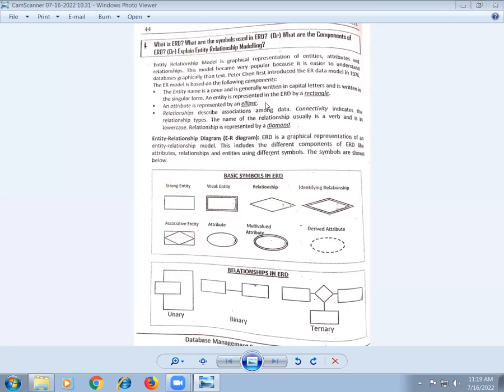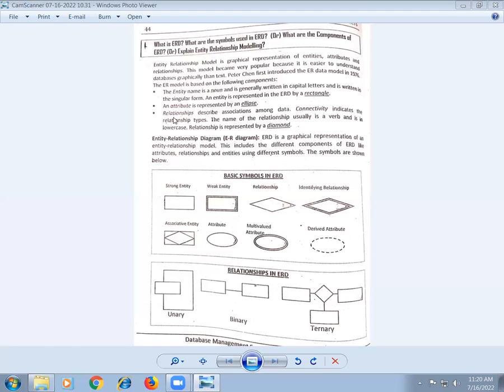An entity is represented in the ERD by a rectangle. Entity is always represented by the rectangle symbol. The second point: an attribute is always represented by the ellipse symbol. Okay, important point, keep it in your mind.